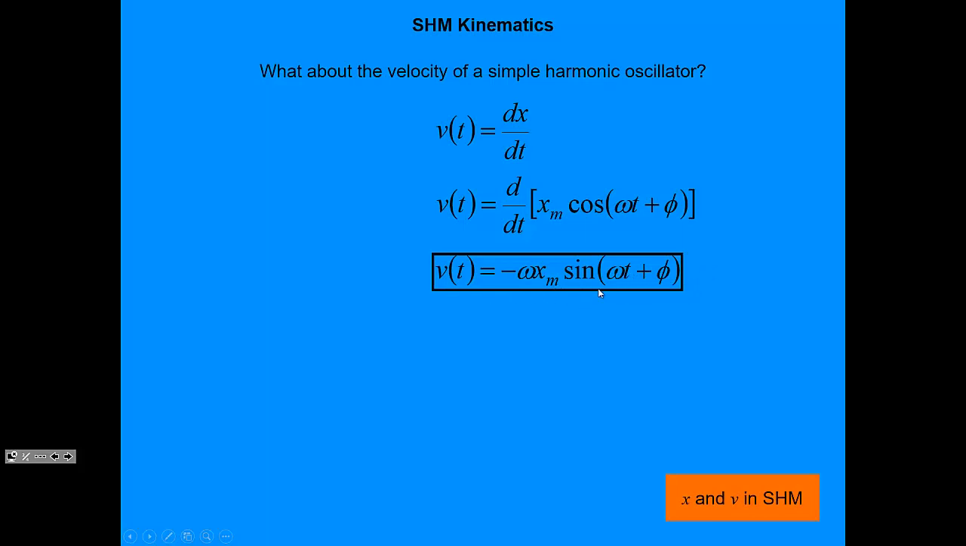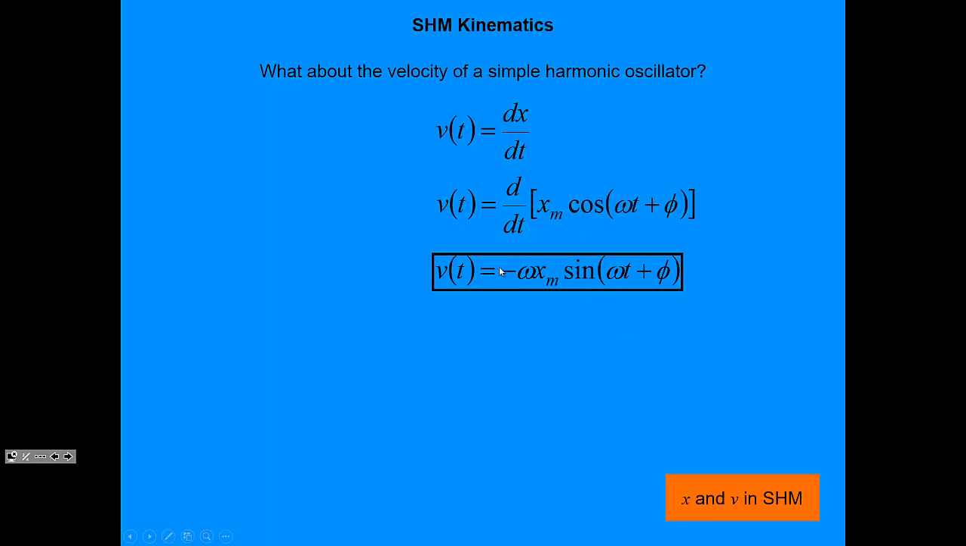Which means the velocity function is a sine function. You might remember that from yesterday. When the position was a maximum, the velocity was 0. When the position was 0, the equilibrium position, the velocity was a maximum. Well, isn't that the way cosine and sine work? When a cosine is 0, the sine is 1. When cosine is 1 or negative 1, the sine is 0. That's the way these two functions work. So it kind of makes sense that it's a sine.